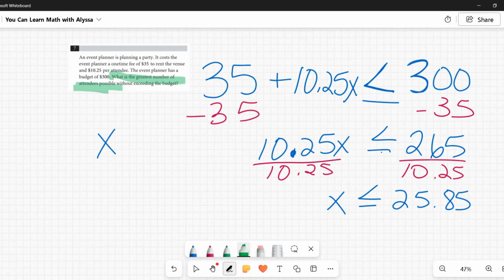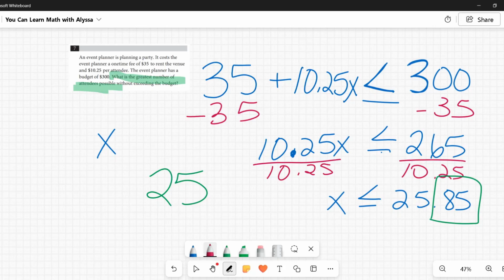Attendees are people. They are whole people. We cannot invite 0.85 of a person. So it has to be a whole number. Since x is less than or equal to 25.85, the biggest whole number or integer that's smaller than 25.85, that's 25. So 25 is my answer. That is the greatest number of attendees possible without exceeding the budget.